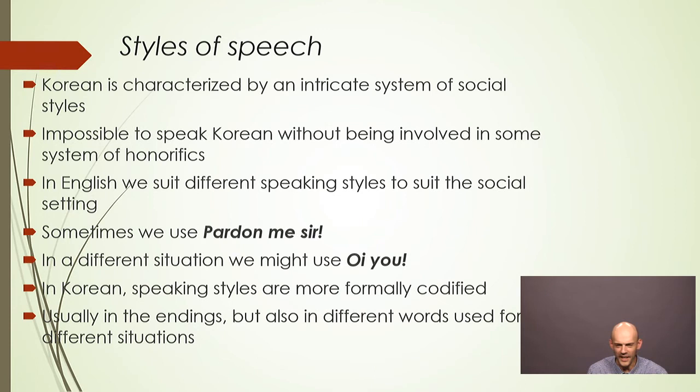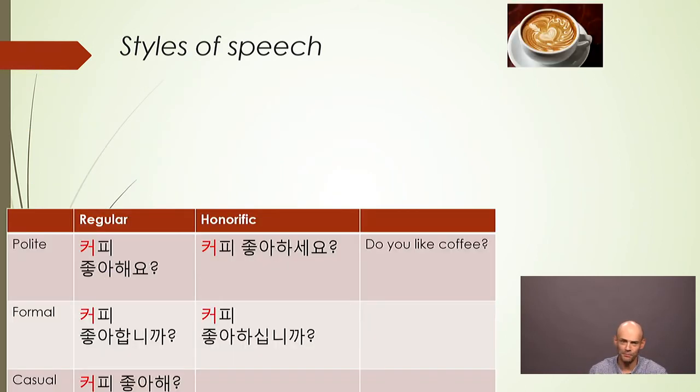Now, usually the different styles of speech are indicated by the verb endings and also adjective endings, but also different words are used, just like in English or other languages, for different situations to indicate different levels of formality. Let's have a look at some of these endings, though.